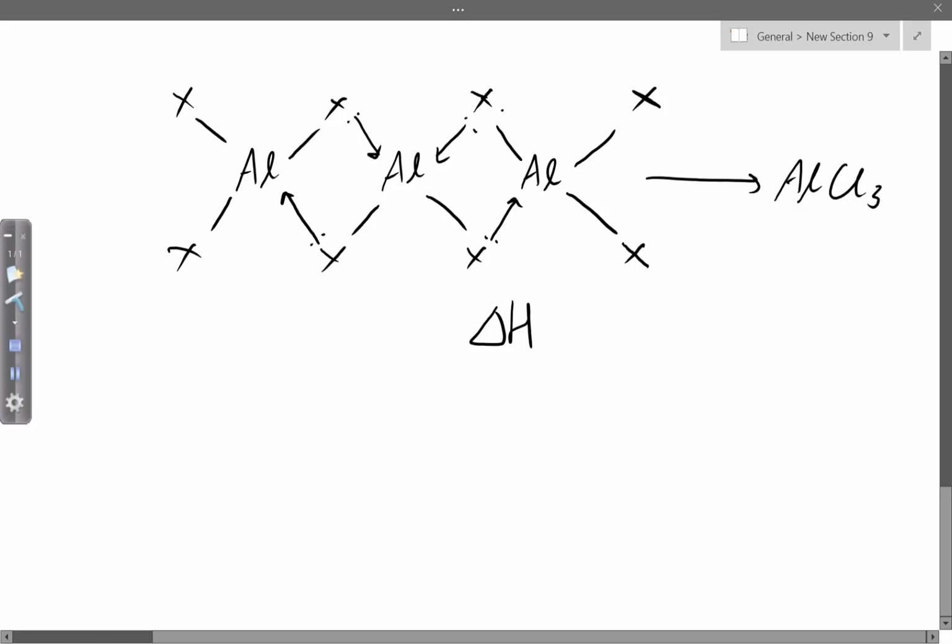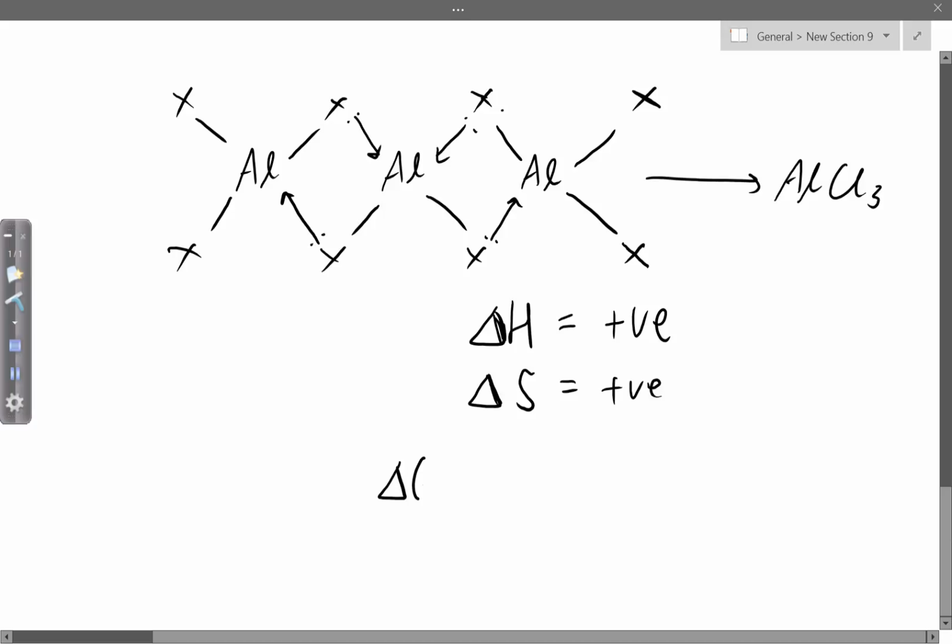Bonds are being broken, right? So delta H is it positive or negative if you break bonds? Positive, right? Positive. You need energy. So what about delta S? Is it positive or negative? Positive. It should be positive because you have more of this, right?